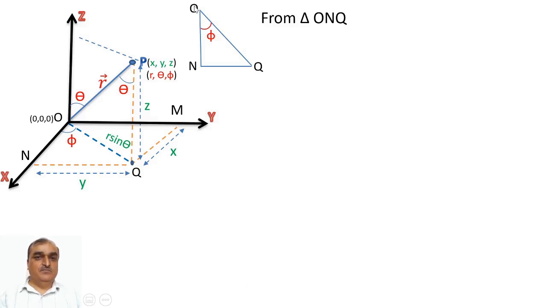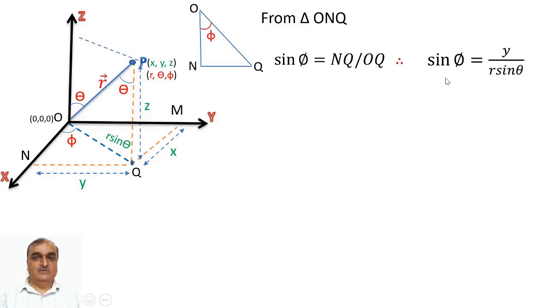Again, from triangle ONQ, sine phi is equal to the opposite side NQ upon hypotenuse OQ, which is R sine theta. NQ is Y, and OQ is R sine theta. Therefore, sine phi is equal to Y upon R sine theta. Then we get Y is equal to R sine theta sine phi. This is the second equation, the second coordinate Y in terms of R, theta, phi.